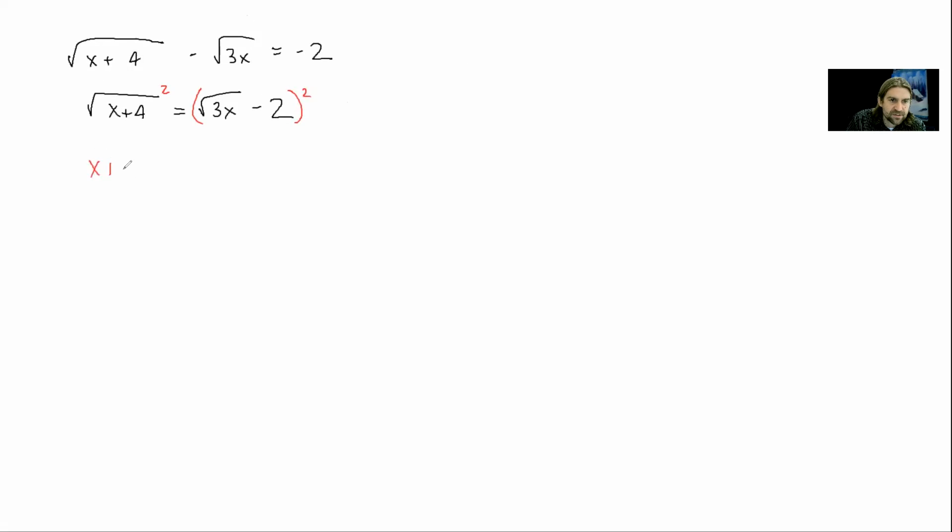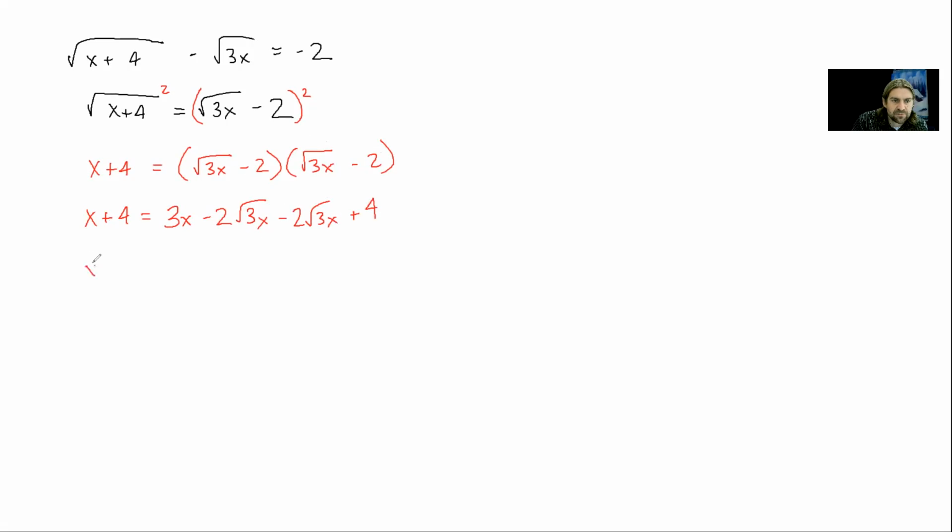And so this becomes x plus 4. And now this side over here, we need to write out radical 3x minus 2 twice and FOIL it out. So we got x plus 4 is equal to radical 3x times radical 3x. It's technically radical 9x squared, but we know that's just going to cancel out the radicals. We get 3x. Radical 3x times negative 2 is negative 2 radical 3x. Then next in the middle here, negative 2 times radical 3x is also negative 2 radical 3x. And then negative 2 times negative 2 is positive 4.